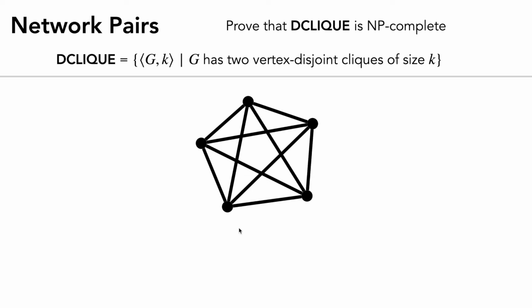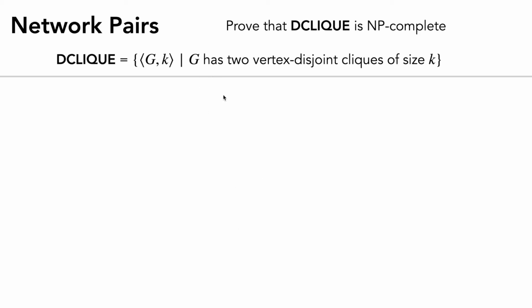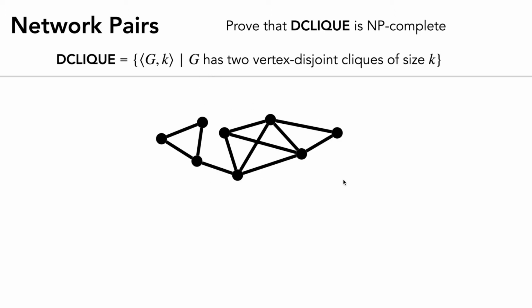Now that we're comfortable with cliques, let's look at what it means for G to have a clique. Here's a graph, and it has a clique of size 4, because these 4 vertices form a clique. It also has a few other cliques. In particular, it has 5 cliques of size 3.